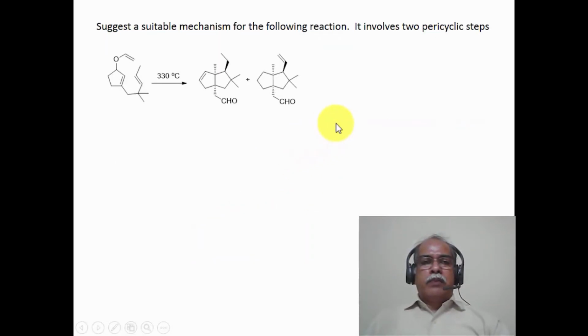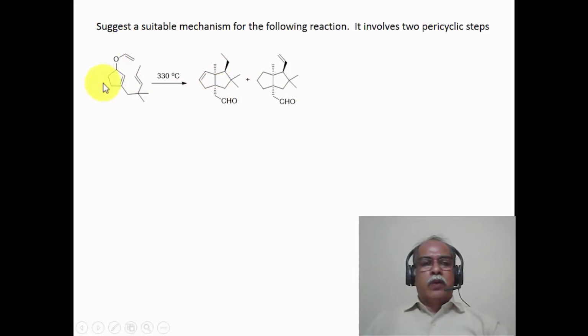Finally, we come to this problem, which is a mechanistic problem. Suggest a suitable mechanism for the following reaction. It involves two pericyclic steps. You can see here there is a formation of a 5-membered ring between this position and this position, or you can imagine there is a cyclization process that has taken place to give these two products.